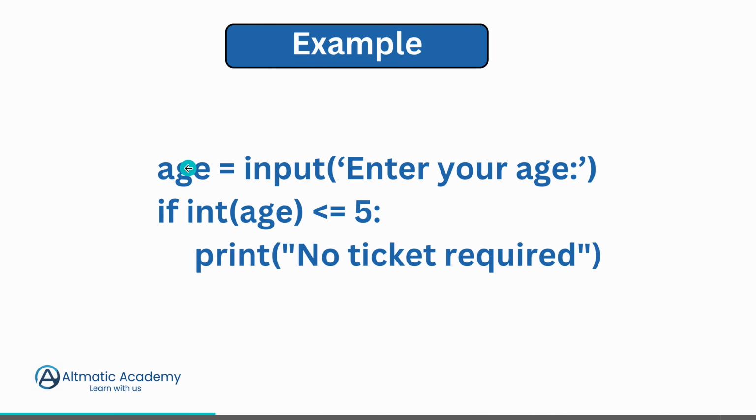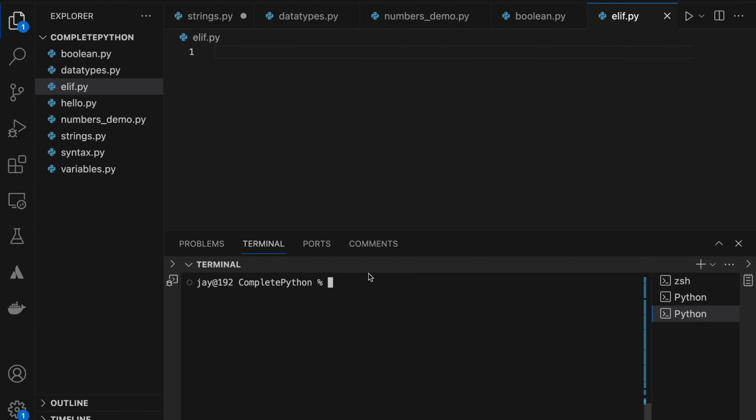Here is one example: age. I am asking to enter your age. If your age is less than or equal to 5, you do not need any ticket while you're traveling in a train. So how can I write this in VS Code? Let us go into VS Code.